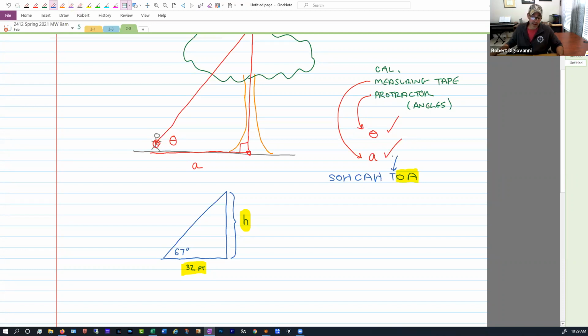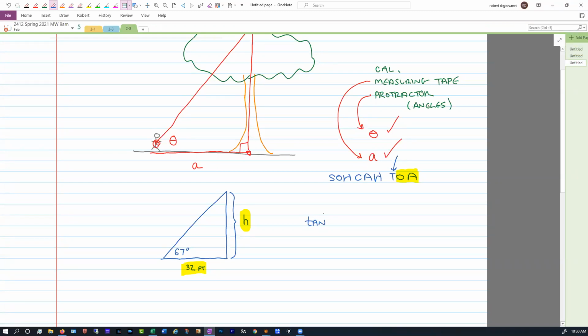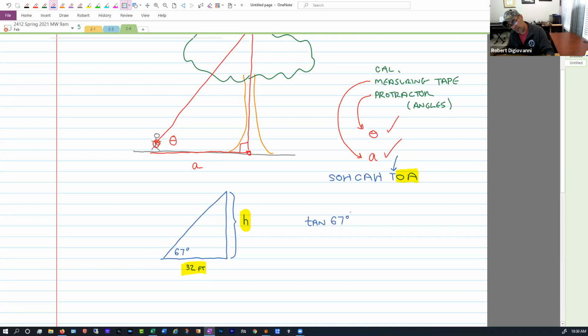So Sierra, last thing I'm going to ask you, how could I write this down? If I know that this angle is 67, how could I write this TOA down using all this information? So tangent of what? What's the angle? 67. Okay, tangent of 67 degrees must be equal to what? Tangent is opposite divided by adjacent. So what do I write here? Would it be h divided by 32 feet? Yep. Okay, good. I'm going to leave the feet off. Good, okay. Sierra, that's all for now.